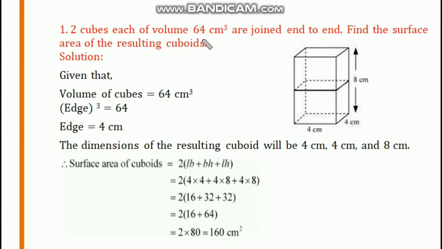Here it is given that the volume of the cube is 64 cm³. Actually, here we need to find the edge of each cube. So we already know that the volume is h³, which is 64. That means, what is h? h is equal to the cube root of 64, which is 4 centimeter.